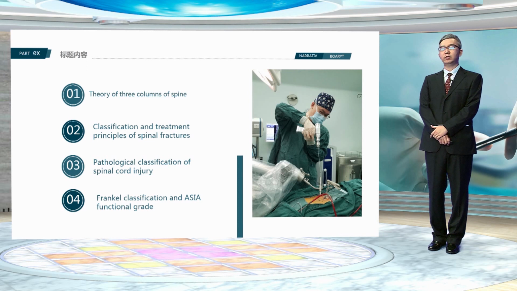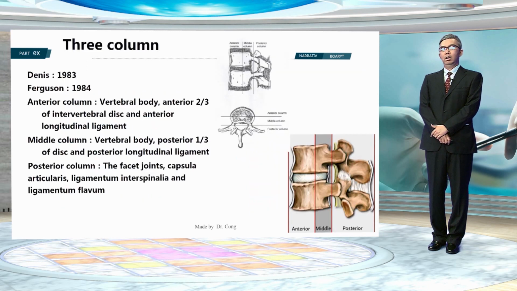For the first part, you should remember the three column theory, which was developed by Denis in 1983. And you should know which part belongs to the anterior column, which part belongs to the middle column, and which part belongs to the posterior column.